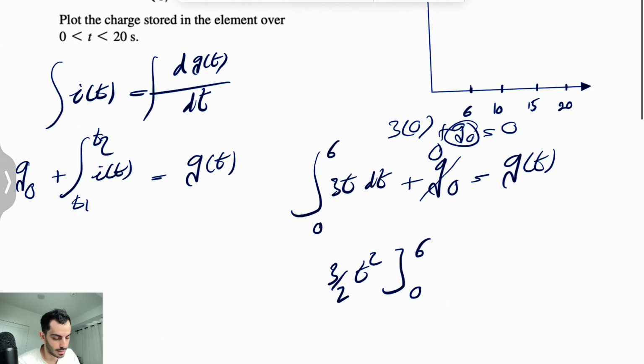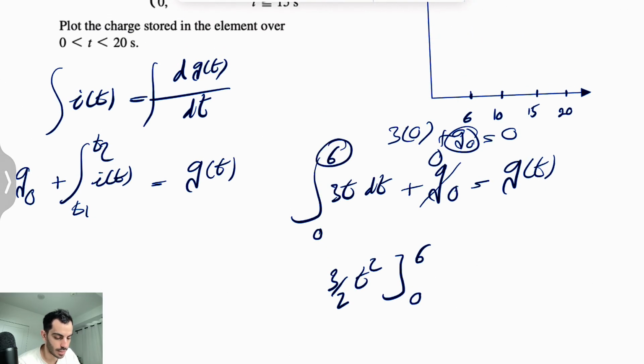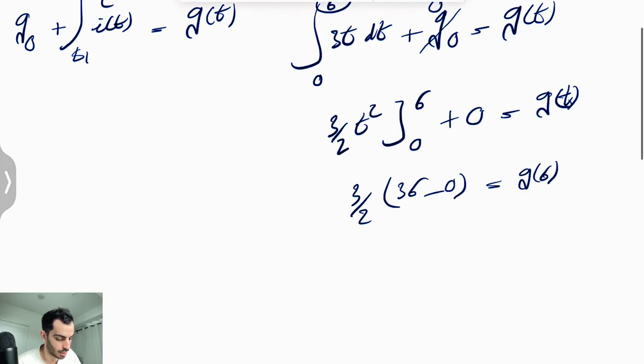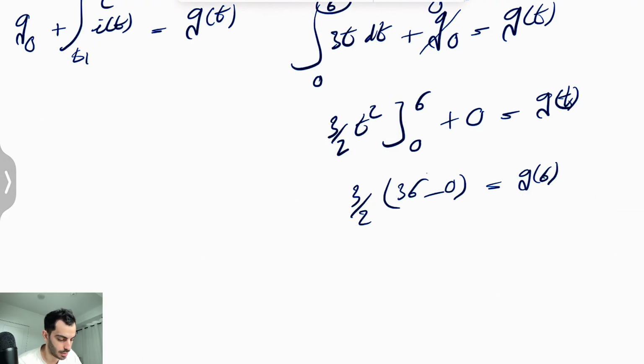We need to keep in mind that the end point of this integral is going to be the starting point of the next interval. So basically this is going to be 0 and this is going to be q of t. All we need to do in here is put our t in, which is going to be 6 squared, 36, minus 0, is equal to q of t. This gives us the q at 6, which is again going to be the starting point in the next interval. So this is going to be 18 times 3, so q of 6 is going to be 54.